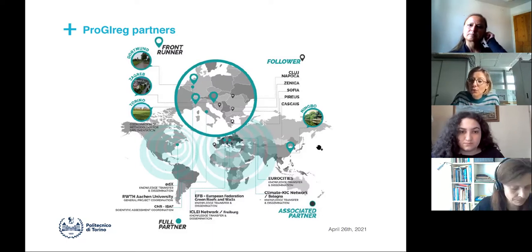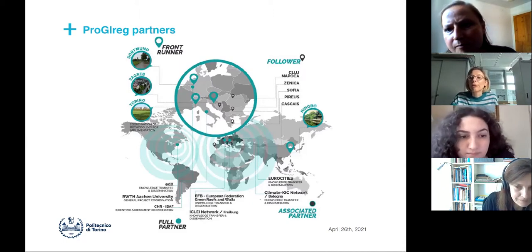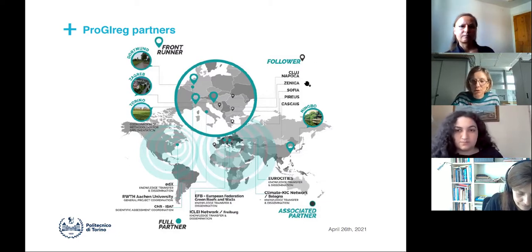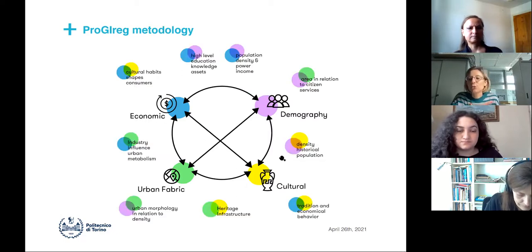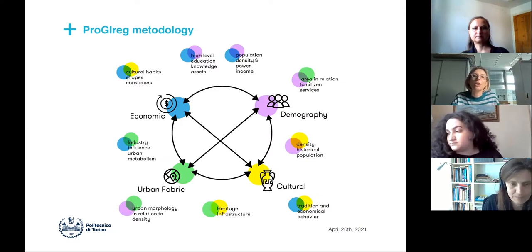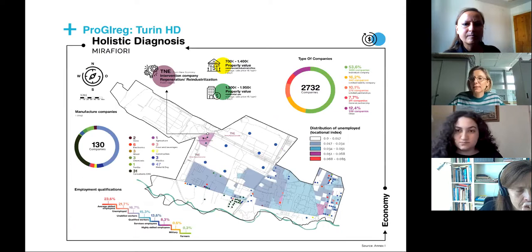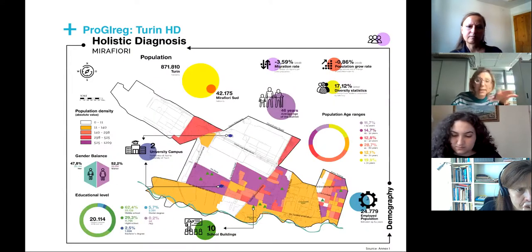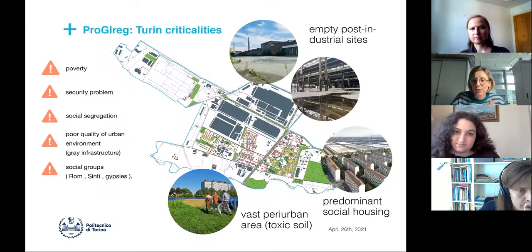Together with those four front-runner cities, we have also other follower cities that are here to learn from our experience, in Portugal, in Greece, and so on. So we again merge the different aspects and we do the holistic diagnosis, taking into account the economy, the demography, the urban fabric, and the cultural aspect. And we generate that holistic diagnosis of the district together with the citizens in that case. And here are again some examples of the maps that we do together with not only the citizens but also the third sector, the companies, many actors in the territory.